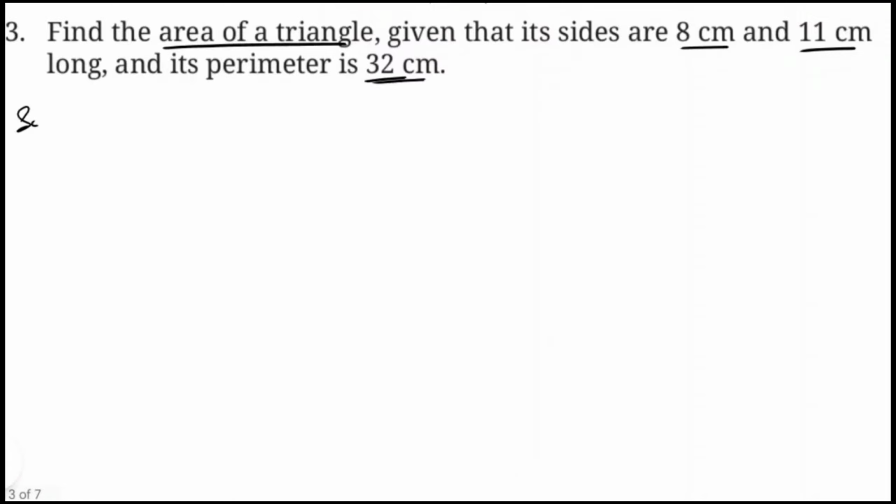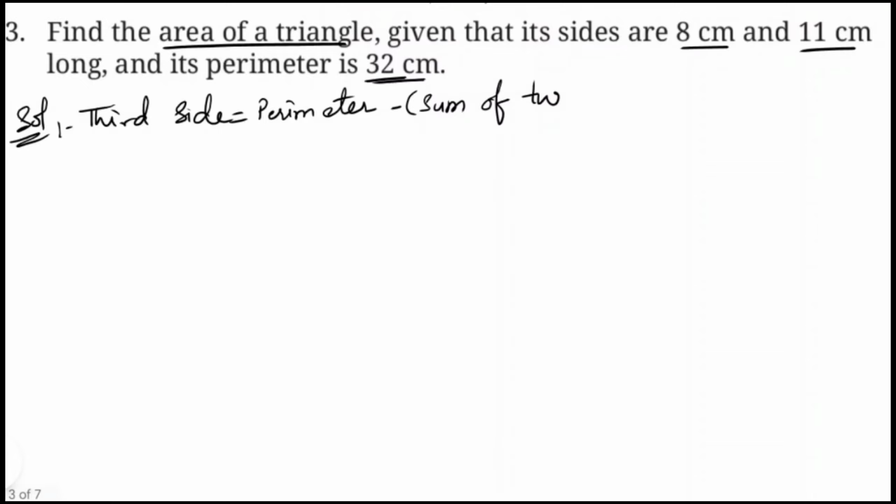First we need to find out the third side. So third side, how can we find out? We need to subtract two sides from perimeter. So perimeter minus sum of two sides.